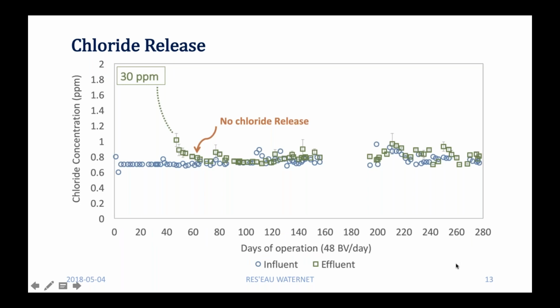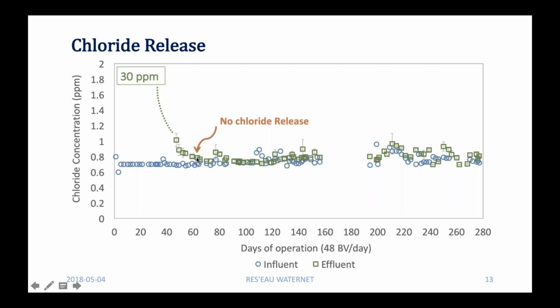To certify this, we looked at chloride release concentration. In this figure, we have chloride concentration versus time for both inlet, the blue points, and outlets of the columns, the green points. We know that a purely ion exchange mechanism relies on chloride release. And as you can see, after around 60 days of operation, there is no chloride release at this point.